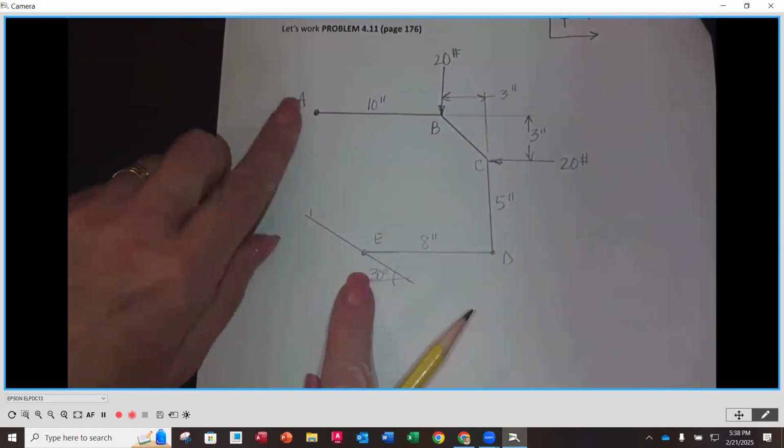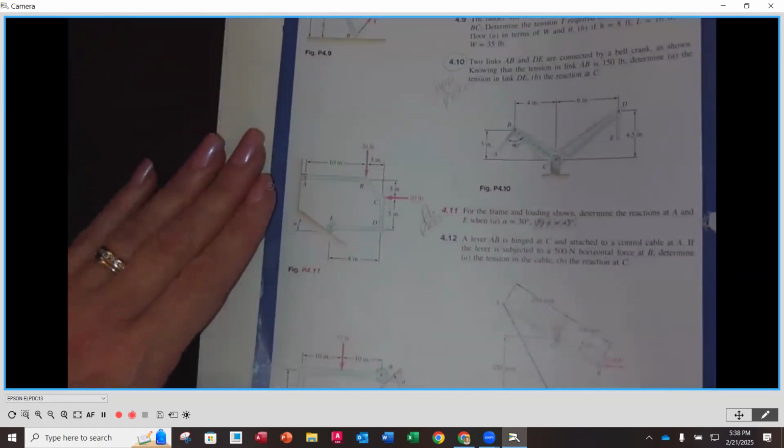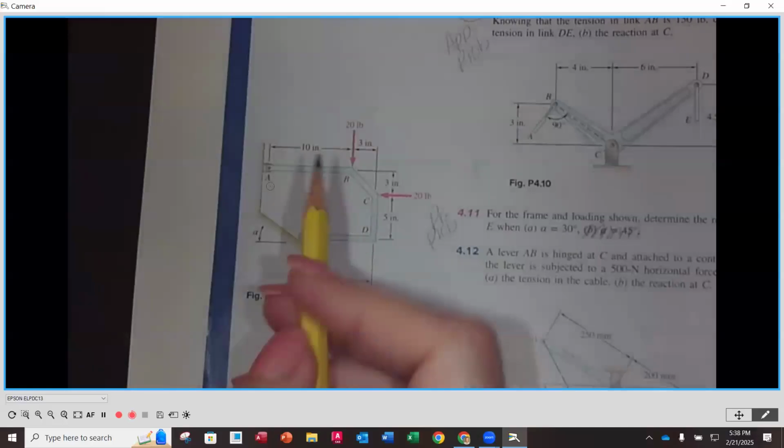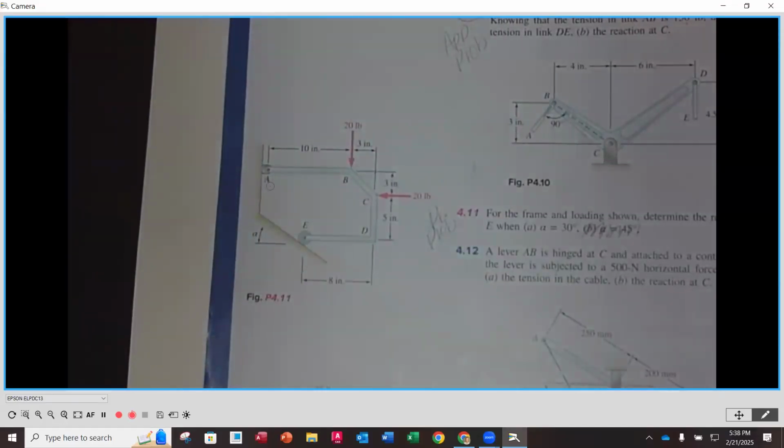Now, A and E are our supports. Okay. So we're going to look back at the figure that was given to us. Let's look at A first. Now, A, you'll notice, has kind of this little point in the middle, and it looks like what type of support? If you remember from page 160, I'll pull that out.